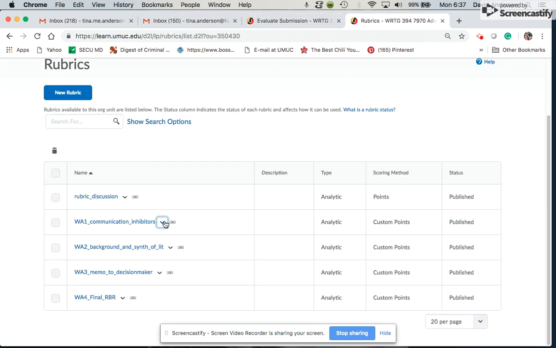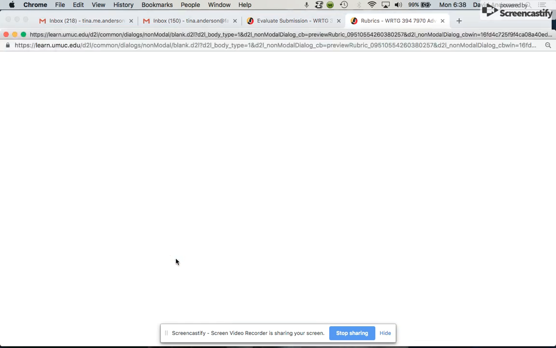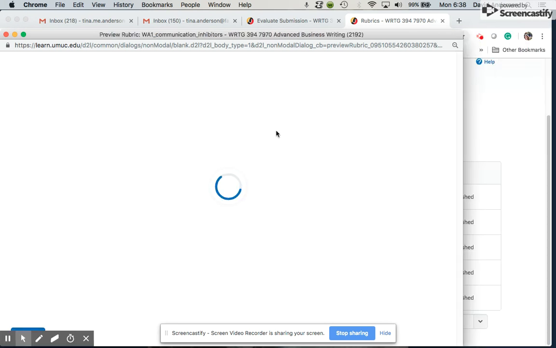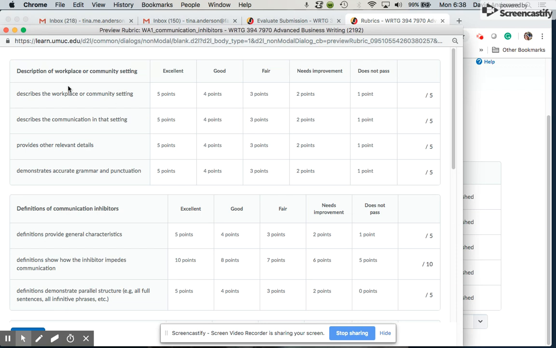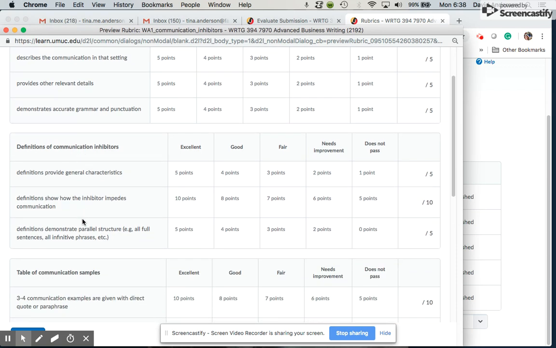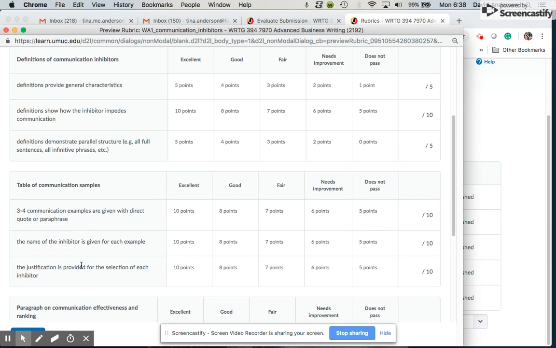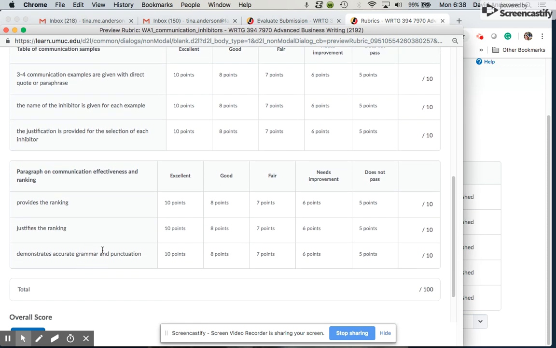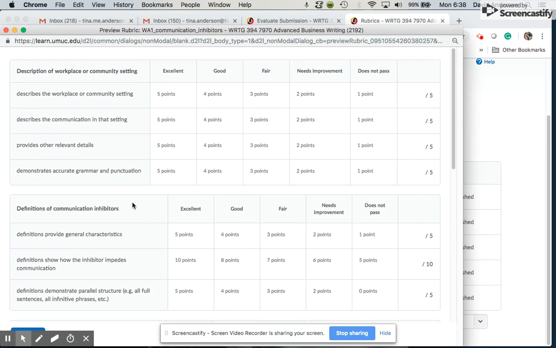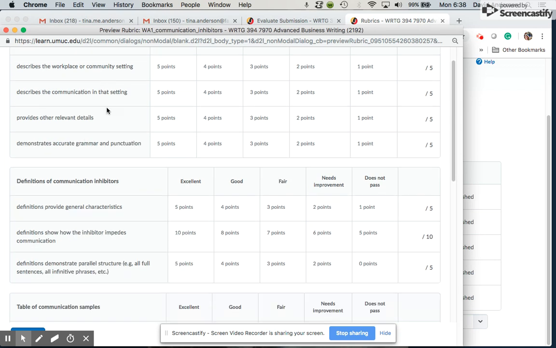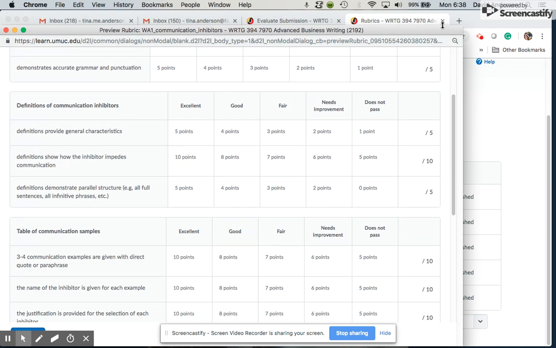I'll share with you the rubric for this, and this can be found at the bottom of the assignment folder. The rubric is broken into 3 main sections as it comes up. Sorry, it's taking a little time. The description of your workplace setting, the definitions, the table of communications, and the paragraph on communications. I'm sorry, there's 4 sections. So each of these sections states a very specific area that I'm looking into when I'm evaluating your writing assignment. So it's always good to take a look at the rubric prior to beginning a writing assignment.